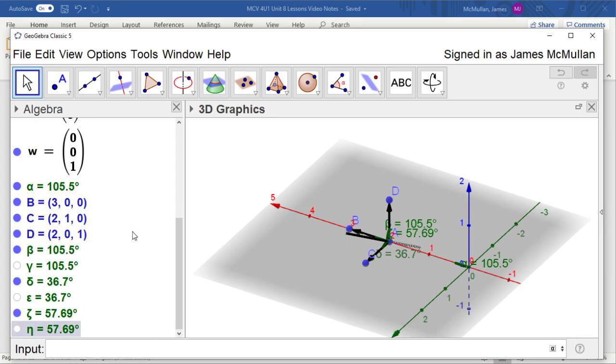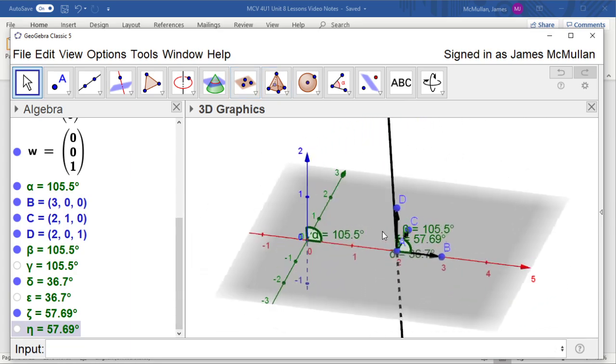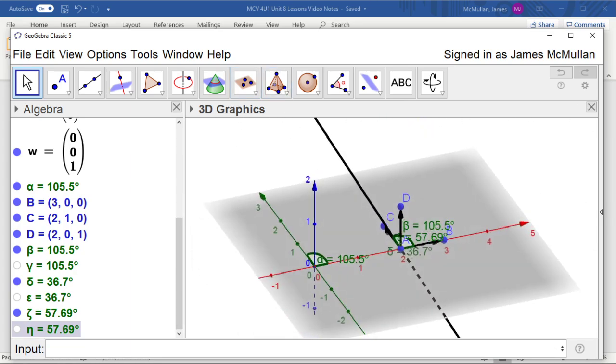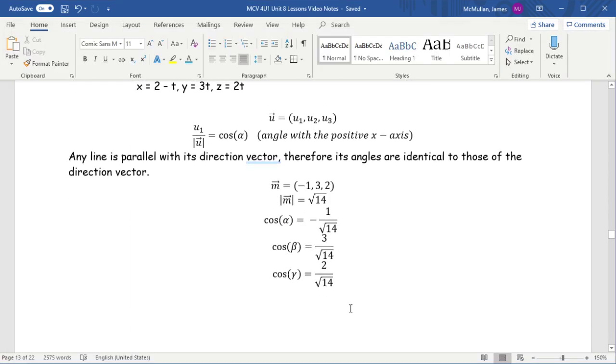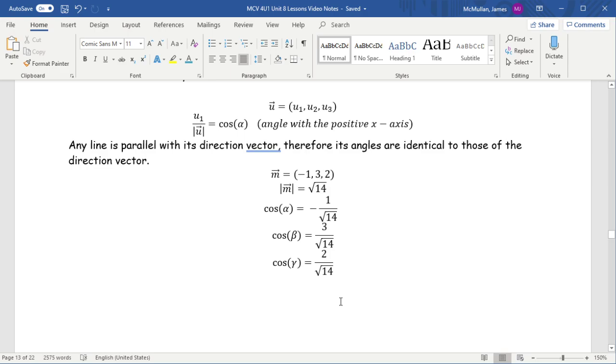And there's your 57.69. So all your direction angles work the same way as before. Just remember they work off the direction vector. They don't really have anything to do with the point. So the point really doesn't play a role there.